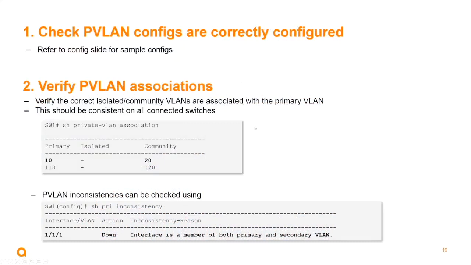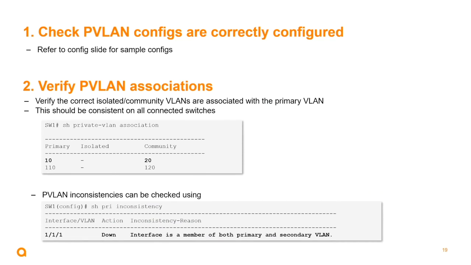Some quick reviews of troubleshooting. When we're troubleshooting, we want to check the PVLAN configs are correctly configured. You can refer to that config slide for those sample configs. We want to verify the PVLAN associations: that the correct isolated and community VLANs have been associated with the proper primary VLAN, and that should be consistent on all connected switches. We can run the show private VLAN association command, a quick and easy way to see the primary mapped to which isolated and community VLANs.